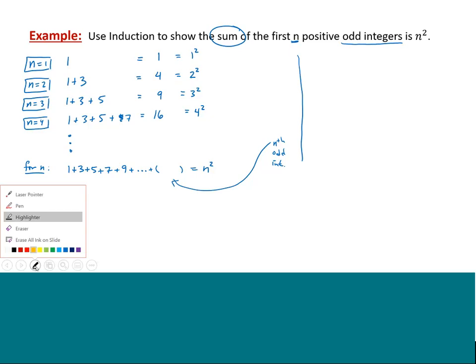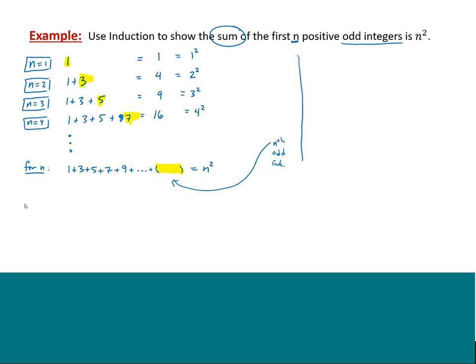Let me highlight. So the last number that we're adding up, when n equals 1 is 1, when n equals 2 is 3, when n equals 3 is 5, when n equals 4 is 7, that's this guy right here. Now let's get back to something that we can actually write with. Okay, that was weird. There we are. All right, so n equals 1, 1, n equals 2, 3, 5, 7, dot, dot, dot.